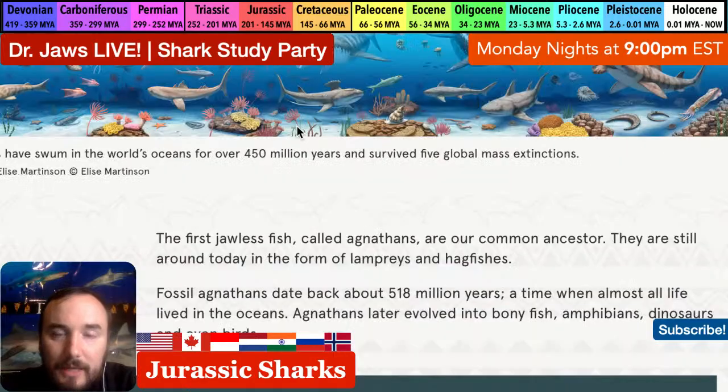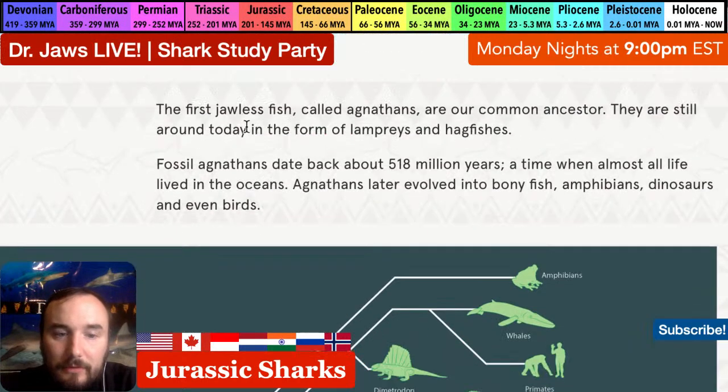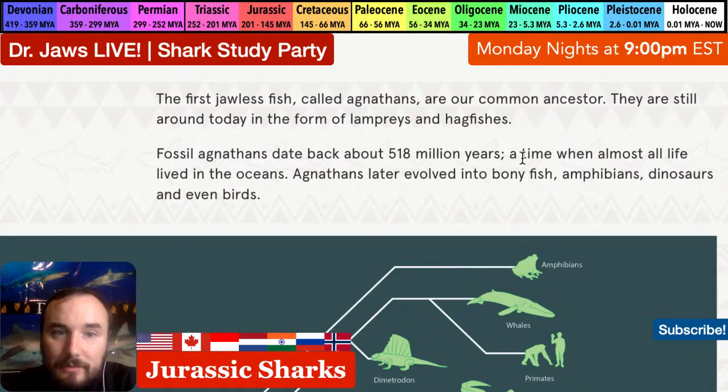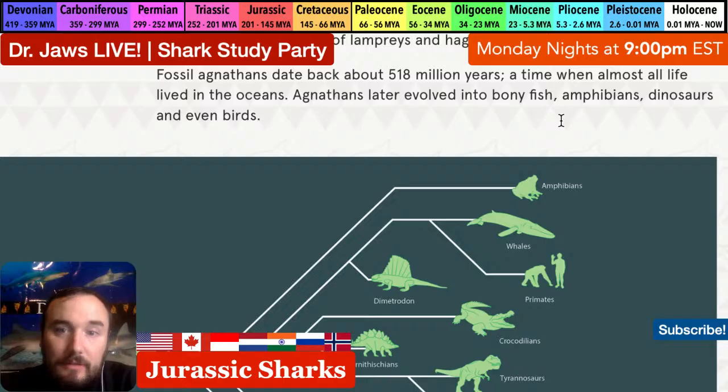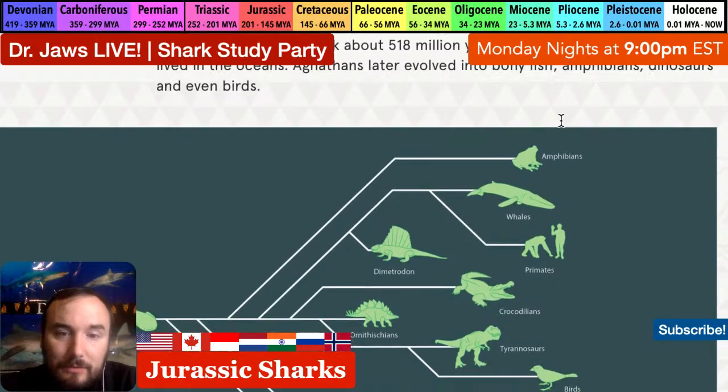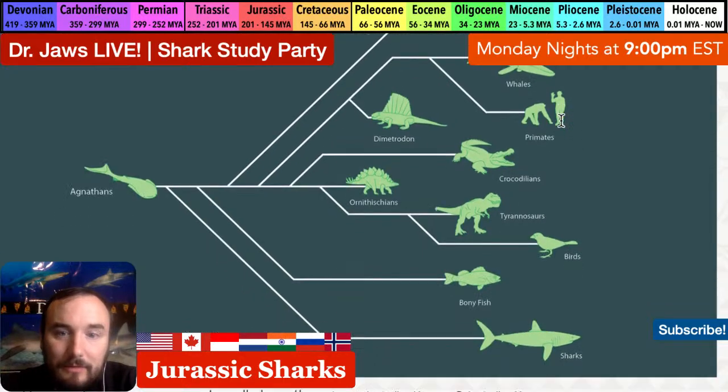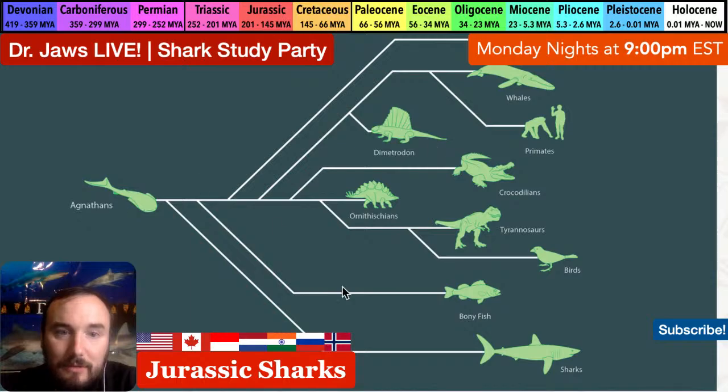So just as a recap for shark evolution, the first jawless fish, called agnathans, are a common ancestor. They're still around today in the form of lampreys and hagfishes. Fossil agnathans date back to about 518 million years, a time when almost all life lived in the oceans. Agnathans later evolved into bony fish, amphibians, dinosaurs, and even birds. So, a nice evolutionary tree where you can see all the branches forming modern life.